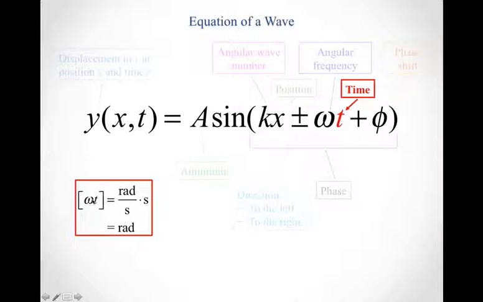And of course, if omega has units of radians per second, time has units of seconds, then again omega t has units of radians. So just like kx, omega t as a product has units of radians.